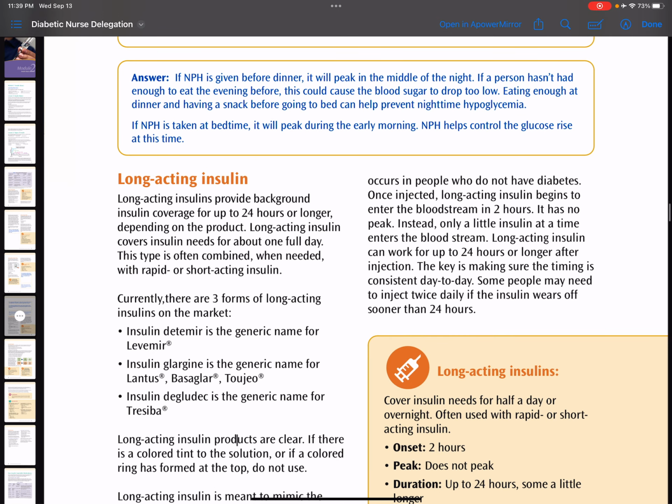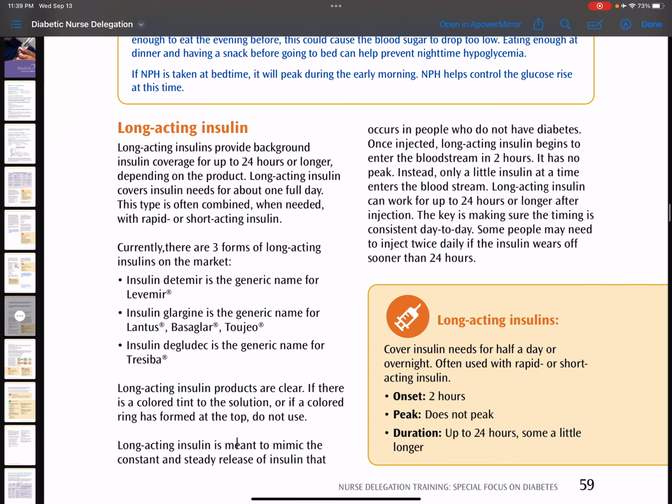Long-acting insulin. This type is often combined when needed with rapid or short-acting insulin. Long-acting insulin products are very clear. Their onset is 2 hours and they don't have any peak, and they work 24 hours and some of them a little longer.